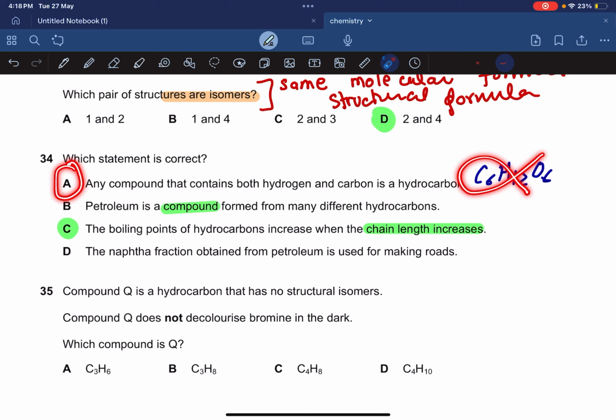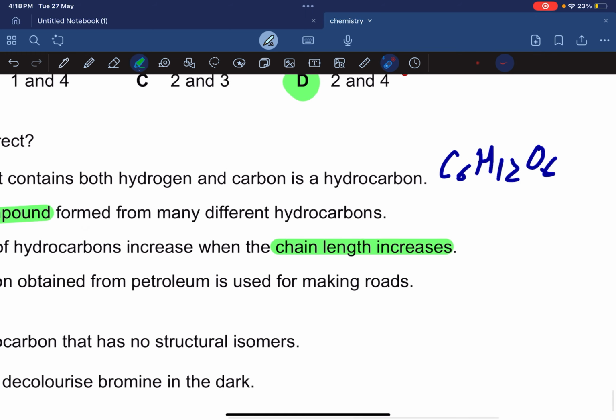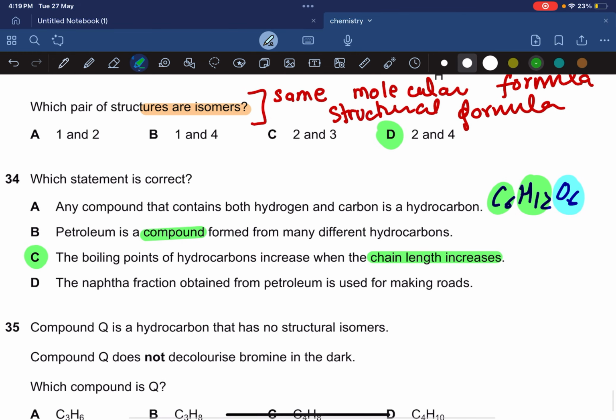A hydrocarbon contains carbon and hydrogen only, but over here the glucose molecule also has this oxygen. A hydrocarbon should only have 2 things, carbon and hydrogen, nothing apart from it. So the word "only" is missing from here.